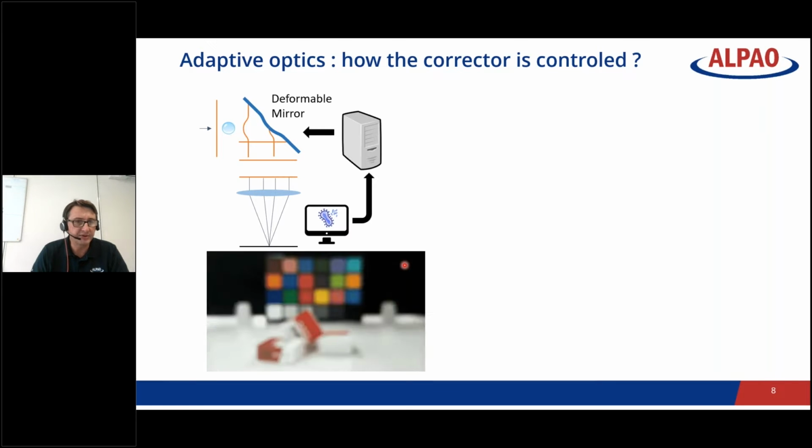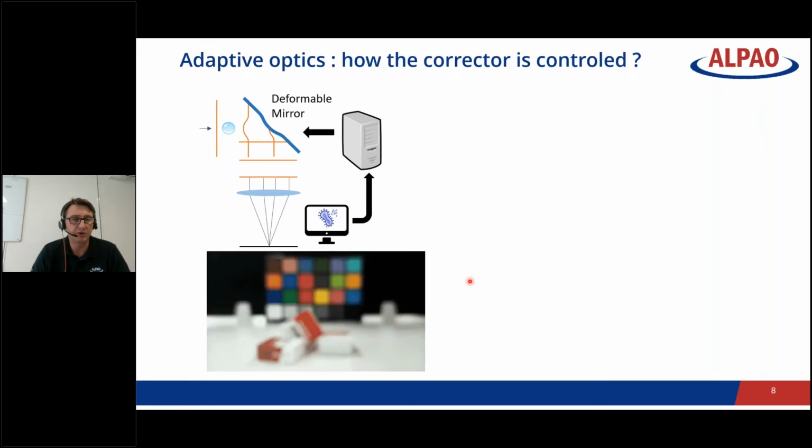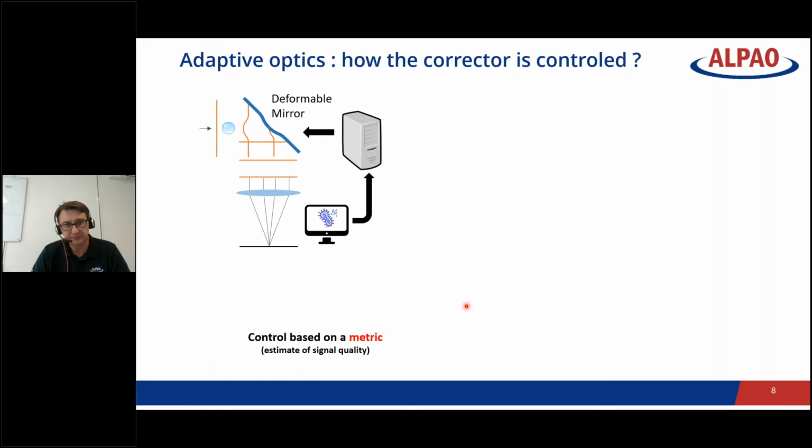A comparison is that it's a bit like autofocus in a simple camera or smartphone. This is the same principle. You are trying different focusing positions of your objective, and you select the best one, the one where the image is the sharpest. It is the same principle, except that you don't have only one actuator, you have many of them, so it's a bit more computing intensive. So this is the first method, efficient but slow.